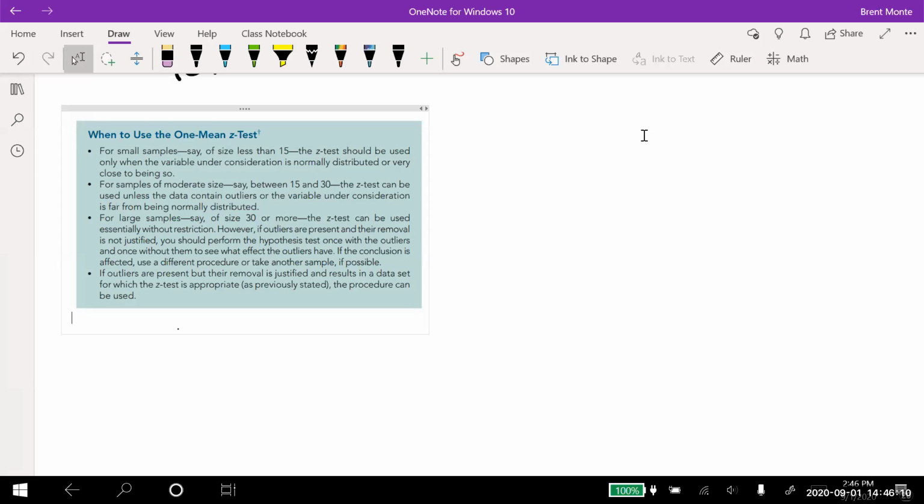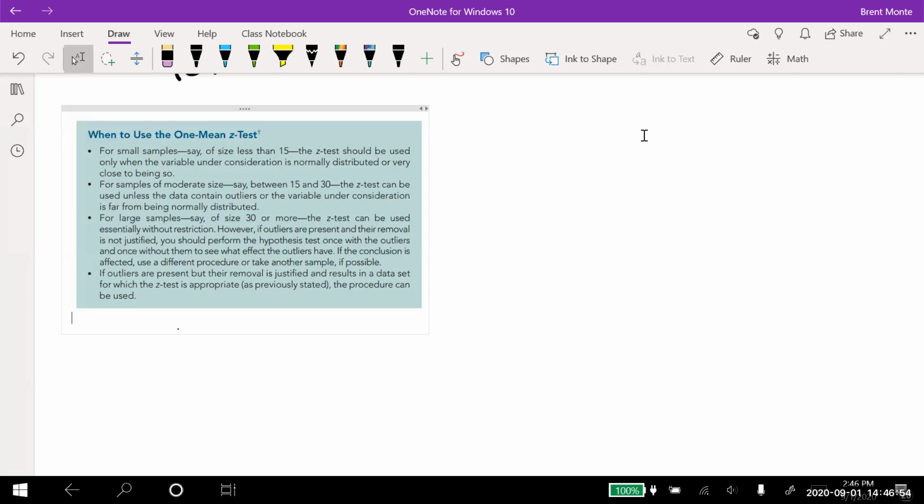So if you have a really small sample, we want the distribution to be normally distributed or very close. Moderate size samples, between 15 and 30. The z-test can be used unless the data contains outliers or the variable under consideration is far from being normally distributed. And then for large samples of 30 or more, the z-test can be used essentially without restriction.